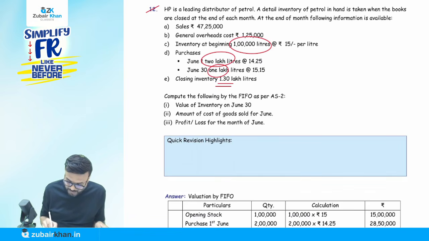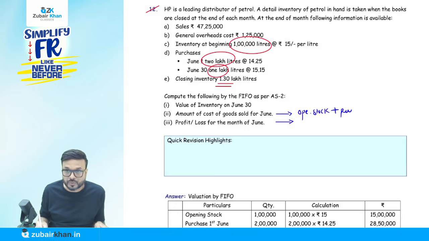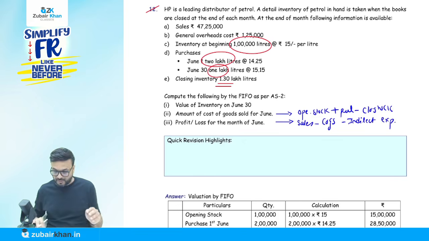Understand this one. I will come to the value later. But when we talk about the cost of goods sold, how do we calculate it? Opening stock plus purchases minus closing stock. How do we calculate the profit? The profit we calculate as sales minus COGS, meaning cost of goods sold, minus indirect expenses. So one by one, let's first calculate.